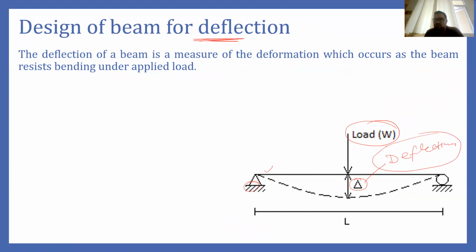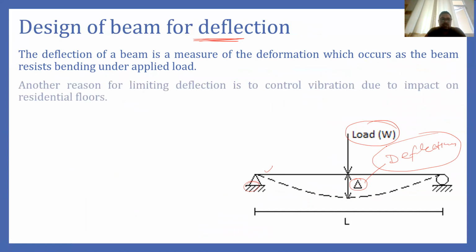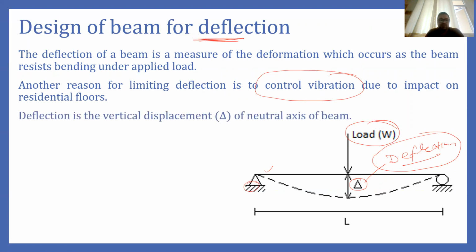So this deflection should be within permissible limit. IS code has given some permissible limits for the deflection. Now, why should this deflection be within limit? There are various reasons, and one of the important reasons is to control vibration. If deflection is high, there will be high vibration, and the life of the beam will be less in that case. So therefore, there should be a permissible limit for the deflection.